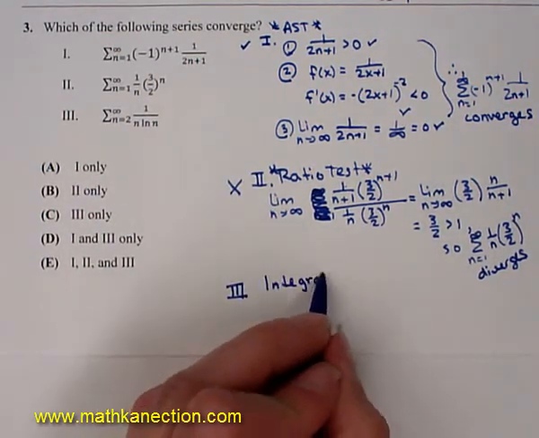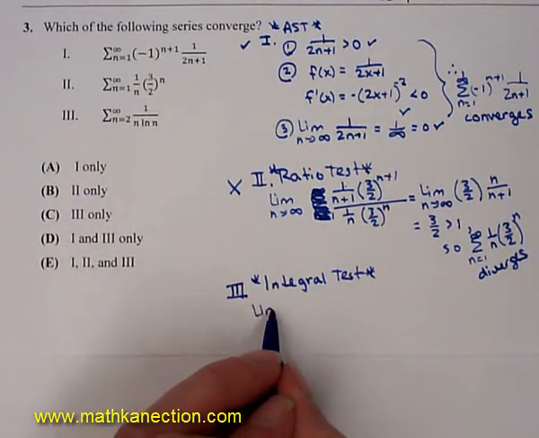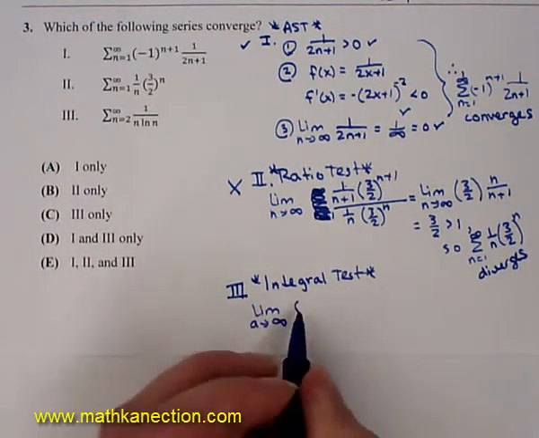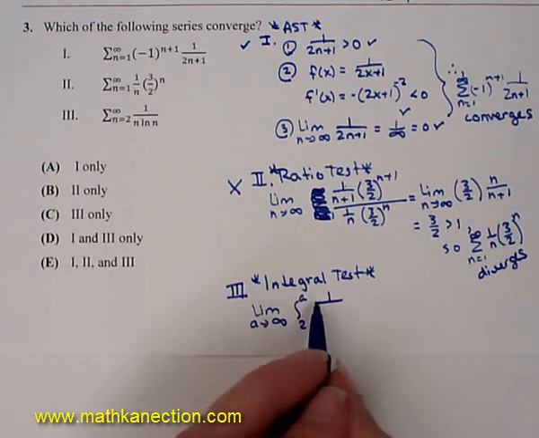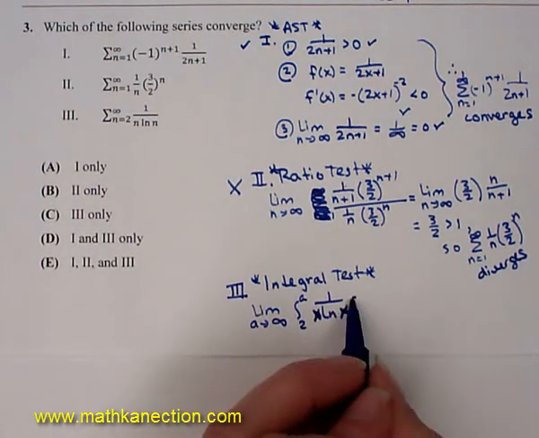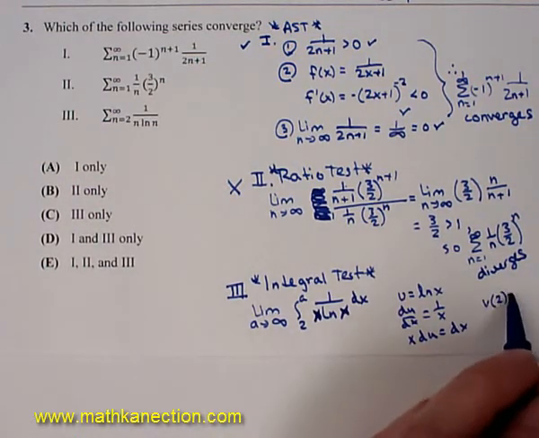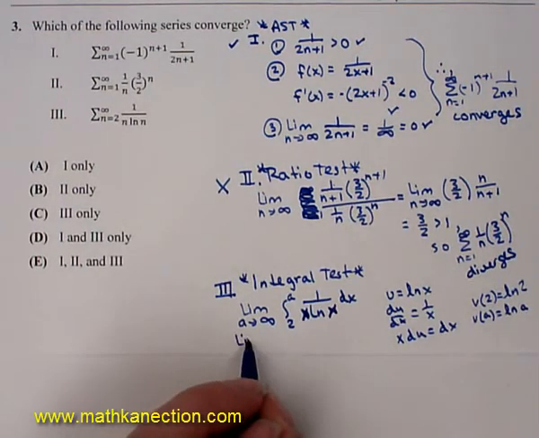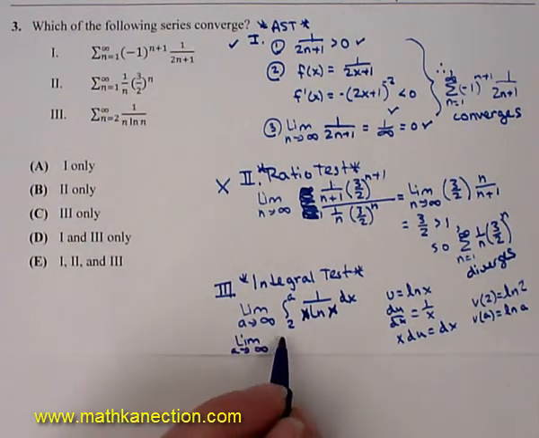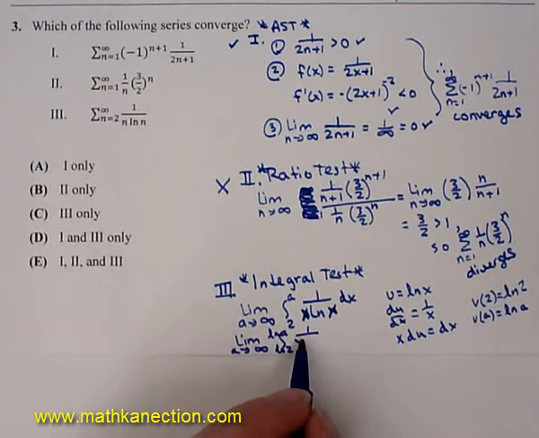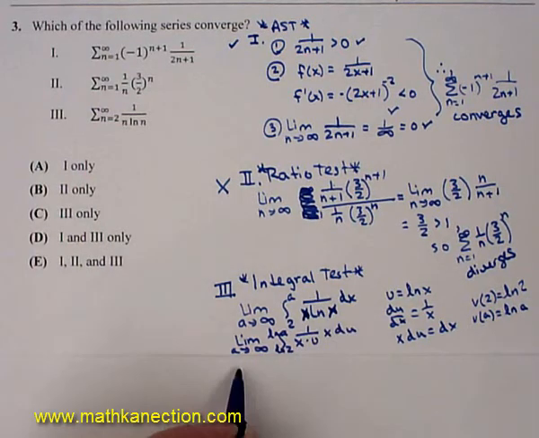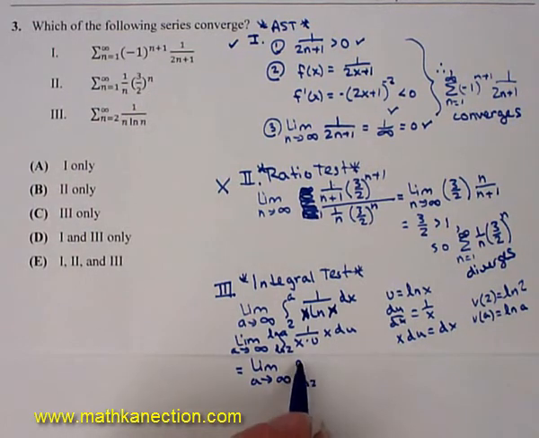And then for number 3, using the integral test, the limit as a approaches infinity of the integral from 1 to a of 1 over x ln of x dx. Putting u equal ln of x, du dx is equal to 1 over x, and then replacing in the values of u, there's a limit as a approaches infinity then of the integral from ln of 2 to ln of a of 1 over x times u and then x du. So that's the limit as a approaches infinity of the integral of ln of 2 to the ln of a of 1 over u du.